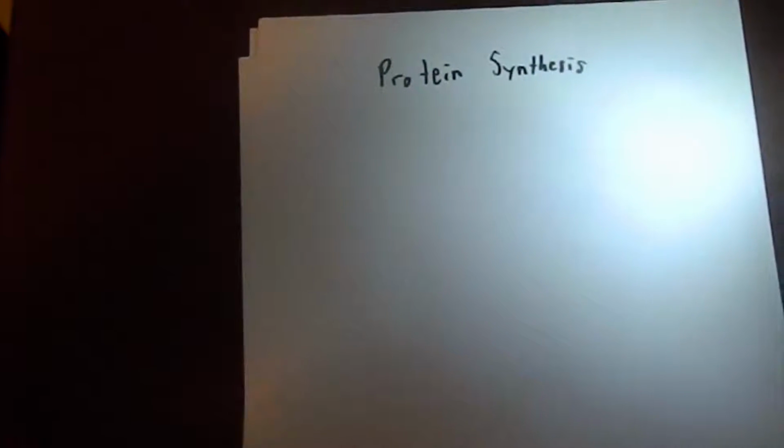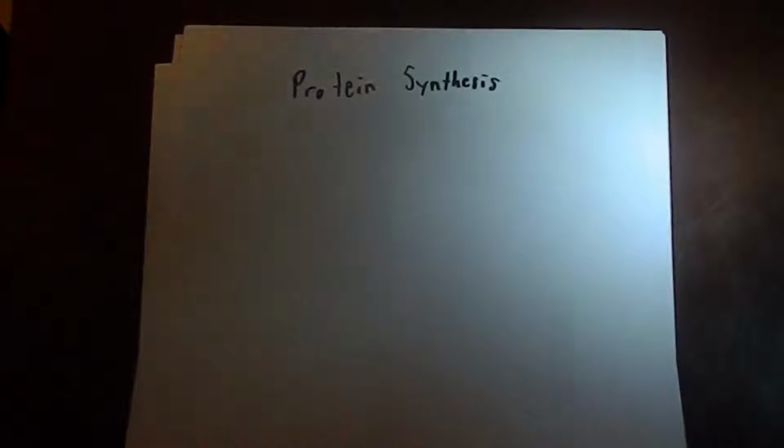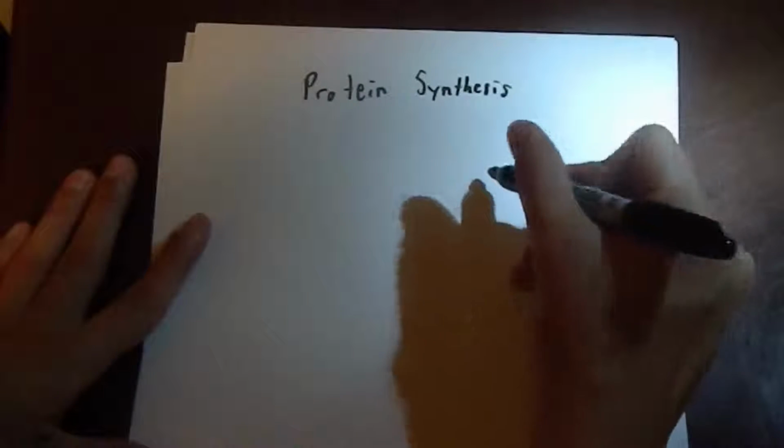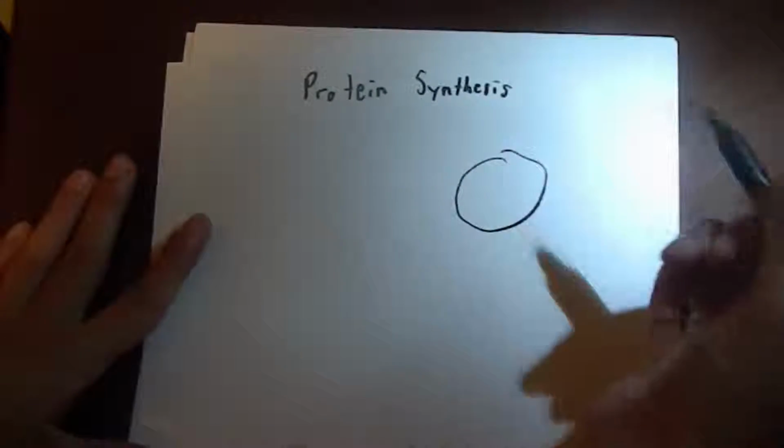Now basically what protein synthesis is, it makes proteins in your body, which basically make up your entire body. Everything you see on yourself is made up of proteins, so they are extremely important. Now protein synthesis starts in the nucleus.